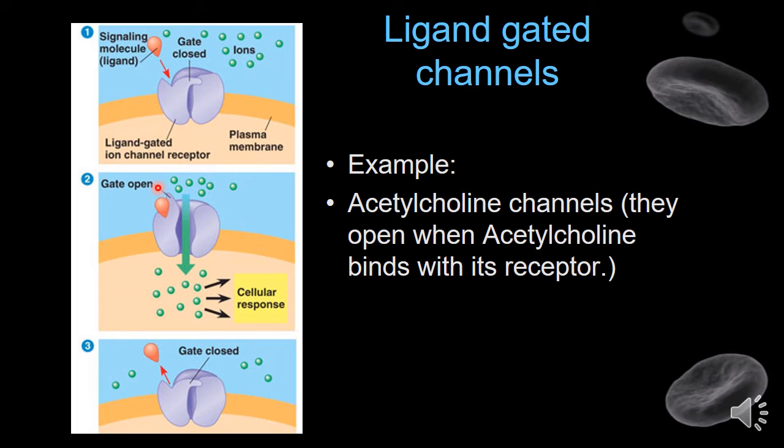In this case, it causes opening of the gates, and as you can see, once the gate is opened, the material will pass from high concentration to low concentration. If the ligand or the chemical substance is not attached to its receptor, the gate is closed. I put the acetylcholine channel because this is a common ligand or chemical used in our body to open or close the channels.